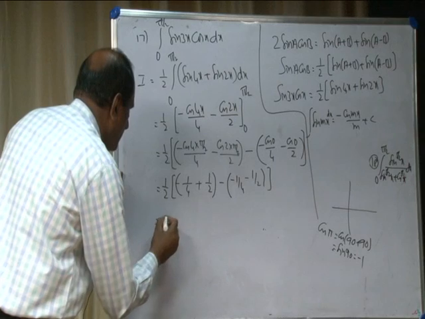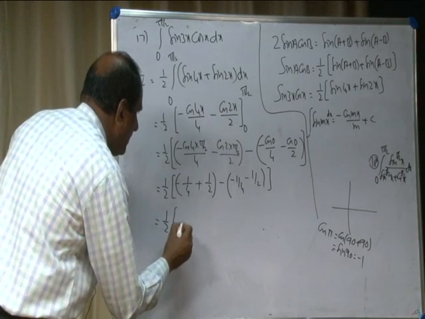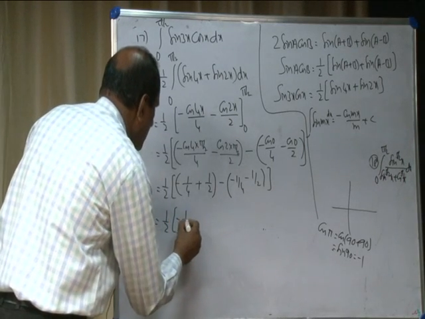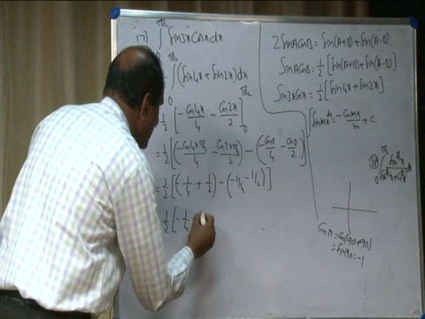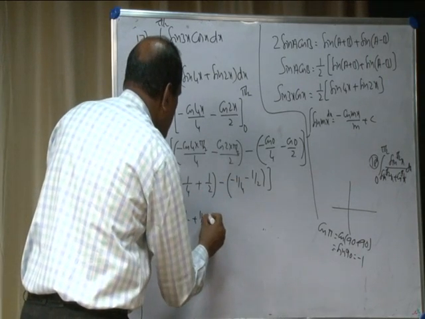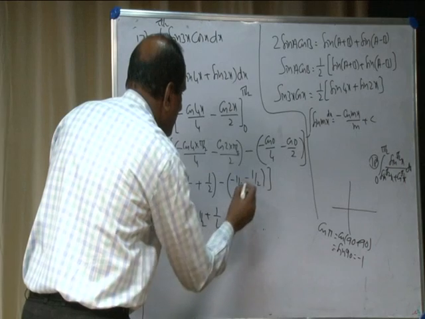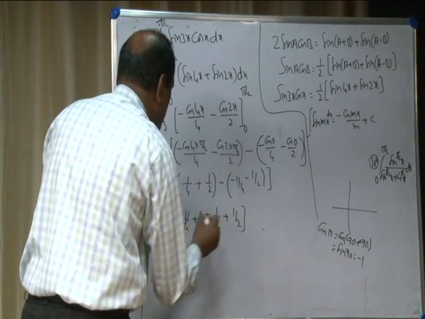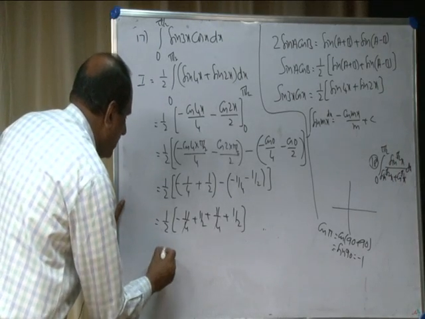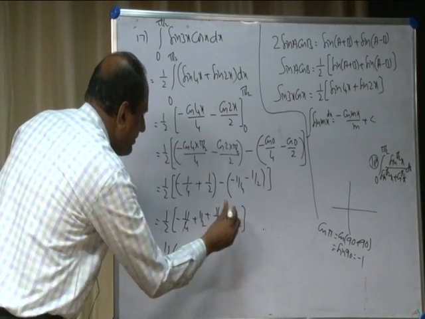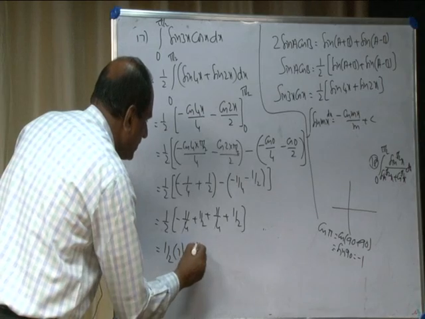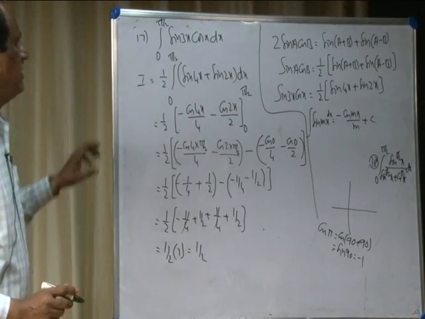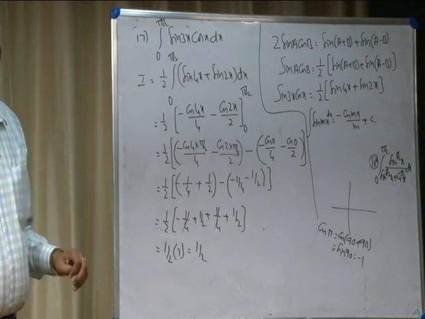That is equal to half into minus 1 by 4 plus 1 by 2, minus into minus plus 1 by 4, minus into minus half, close the bracket. 1 by 4 cancels, half into half plus half is 1, that is equal to half. This is the value of the given definite integral.